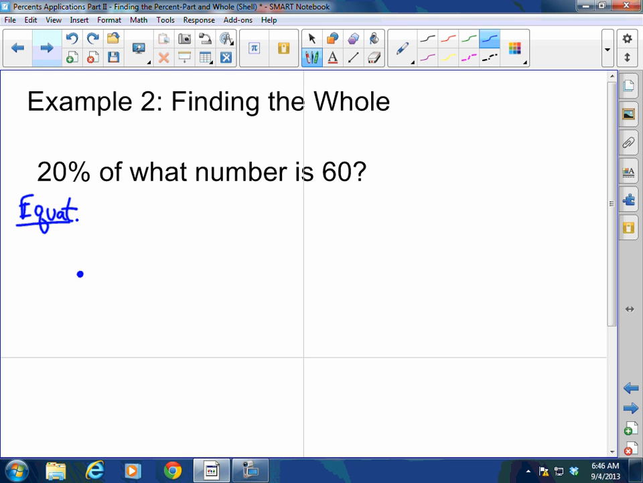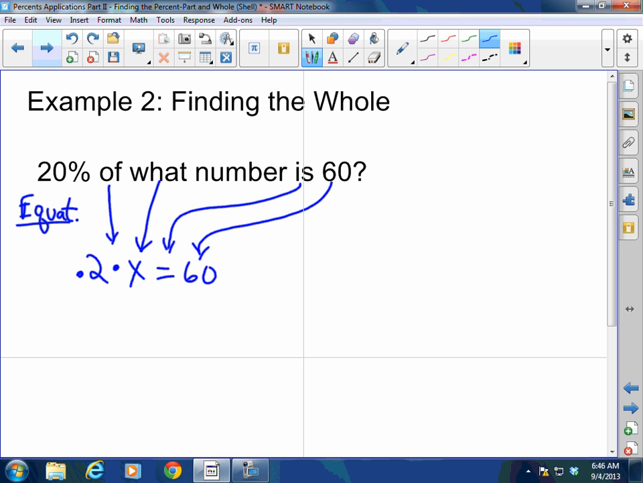So 20%, remember, got to convert it to a decimal, 0.2. Of means times. What number? That's my variable x. Is means equals 60. Okay, so I have 0.2 times x equals 60. Well, when I have a multiplication like this, I have 0.2 being multiplied to x, you cancel multiplication with division. So I'm going to divide 0.2 to both sides. That's going to leave me with x equals, let's do a little bit of math, 0.2 on the outside, 60 on the inside.